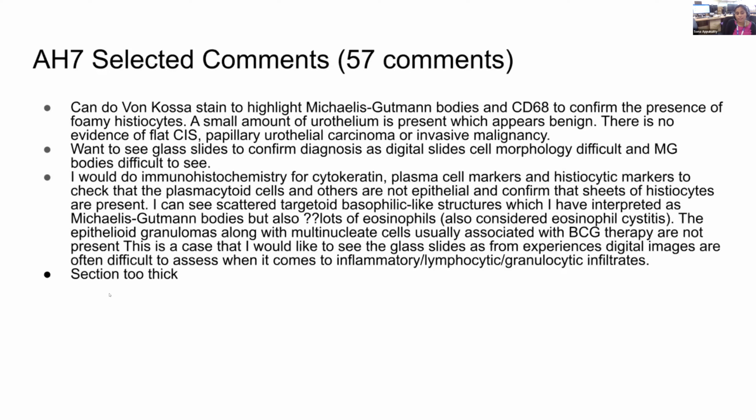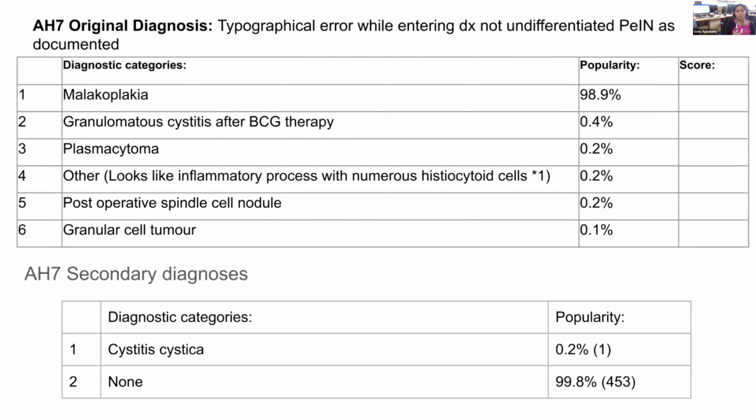Some people thought the section was too thick, and digital images are not a good way to look at inflammatory or lymphocytic, any other pathology like that. And Michaelis-Gutmann bodies can be difficult to see. So with those comments, when we go to the original diagnosis, there must be some problem with a typographical thing. That's why we have an original diagnosis of undifferentiated PIN. It's not undifferentiated PIN, as the majority of us, 99% of us, thought it was malakoplakia.